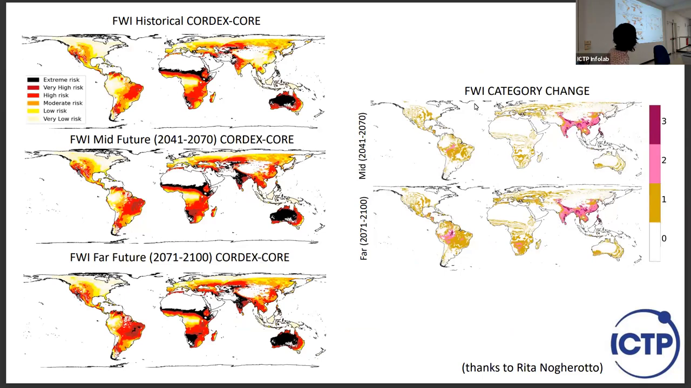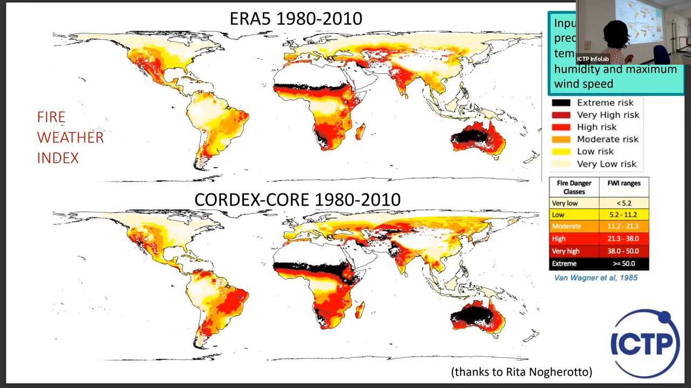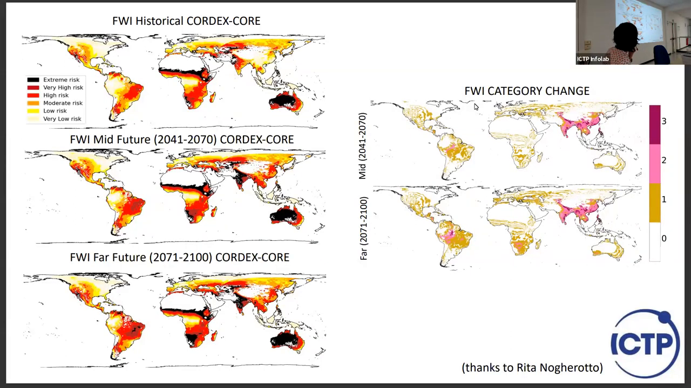This is an example of the fire weather index computed for the CORDEX domain and for different time slices: historical, and two time slices in the future, mid and far future, and then an example of change in categories. So we can see that we have areas in which the probability of a future fire is well high in the future.